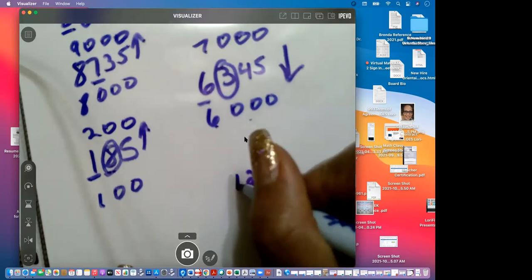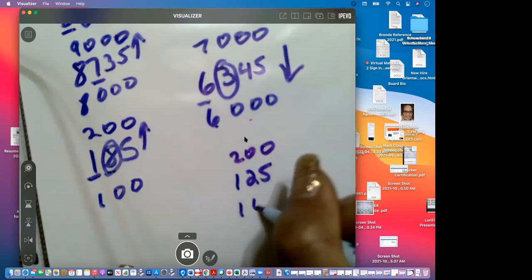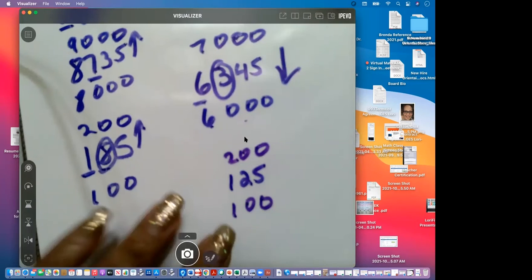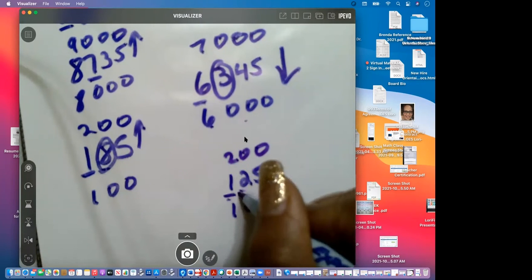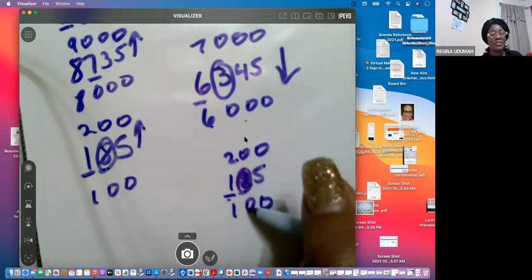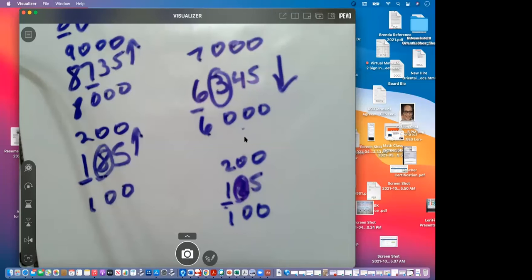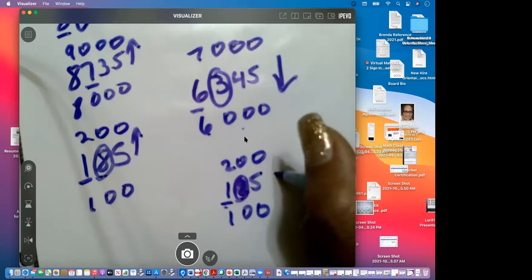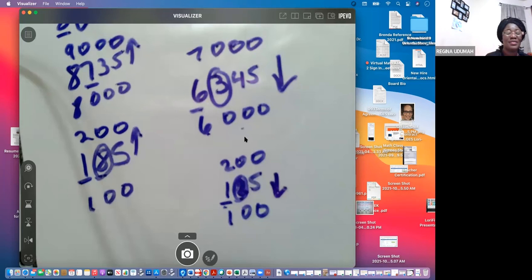But if we had this number, 125, 100 more than 100 is 200, and 100 less than 200 is 100. So you still have that same range. We're rounding to the nearest 100 and we look at the number in our tens place. Is 2 higher or lower than 5? It's lower, so we're going to round down to 100. Does it make sense?